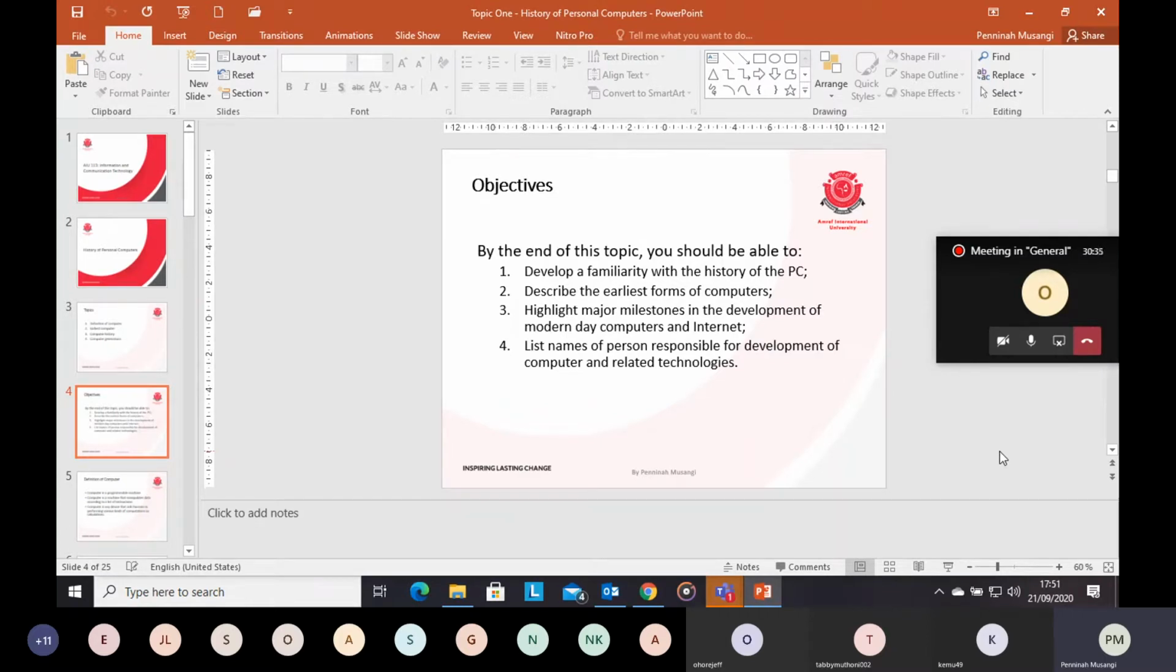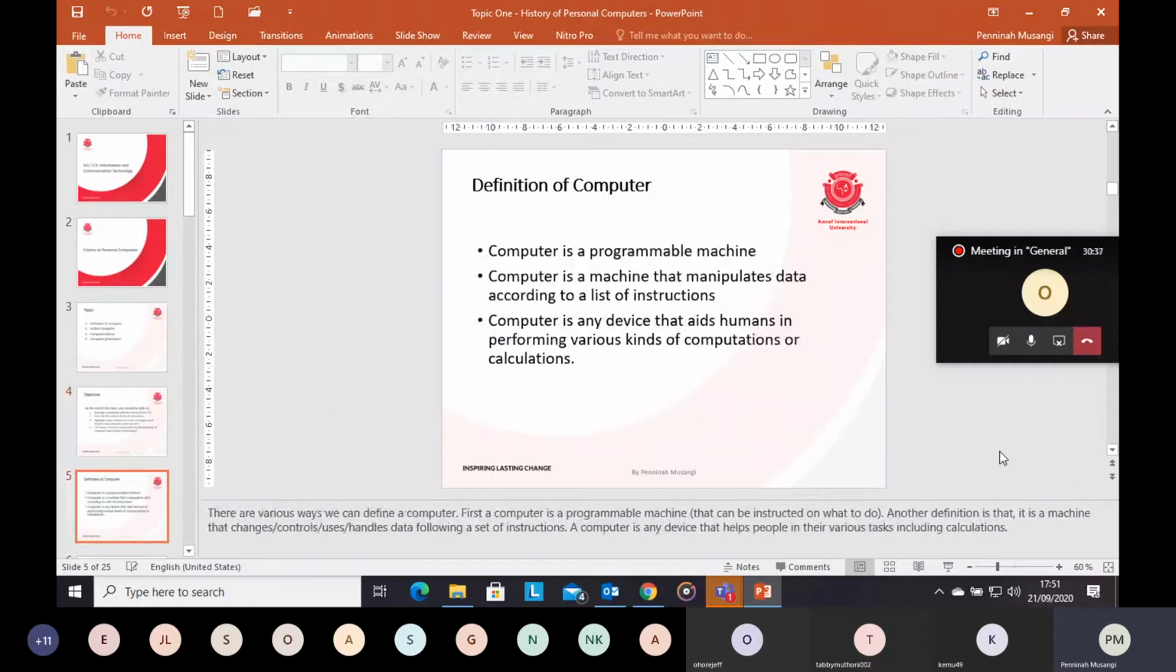computer and related technologies. So we start with the definition of a computer, and I say that a computer is a programmable machine. And what I mean by programmable is something which can be instructed on what to do. When you instruct, maybe like when you set an alarm to wake up at 5 a.m., we can say you have programmed your alarm or your clock because you have instructed it on what to do.